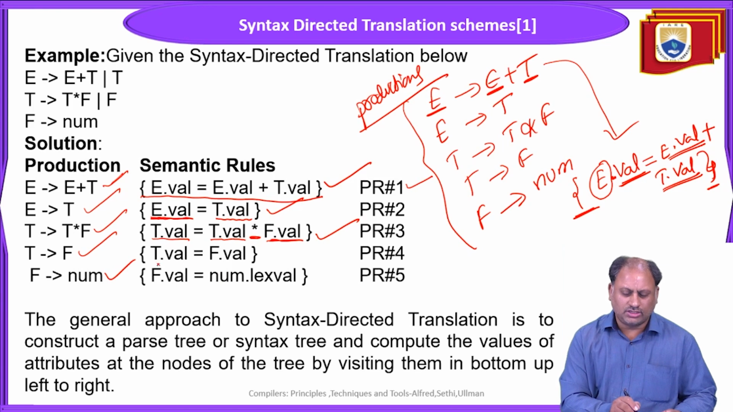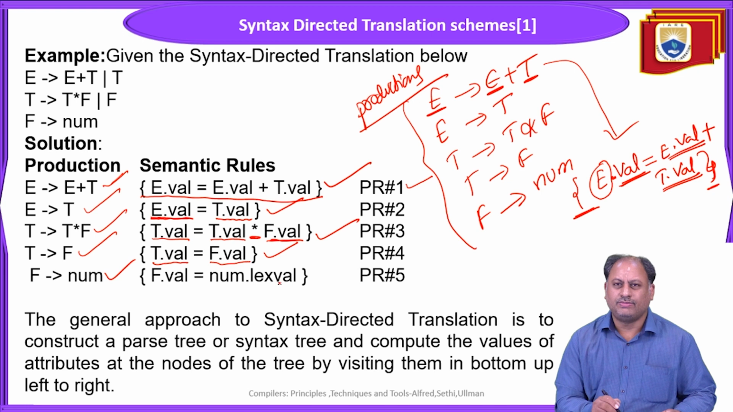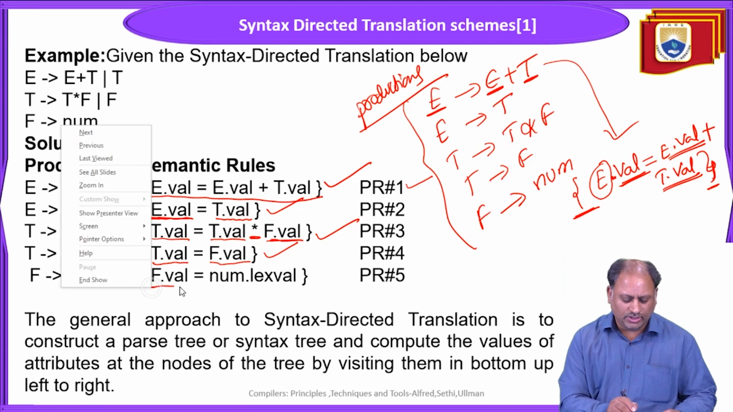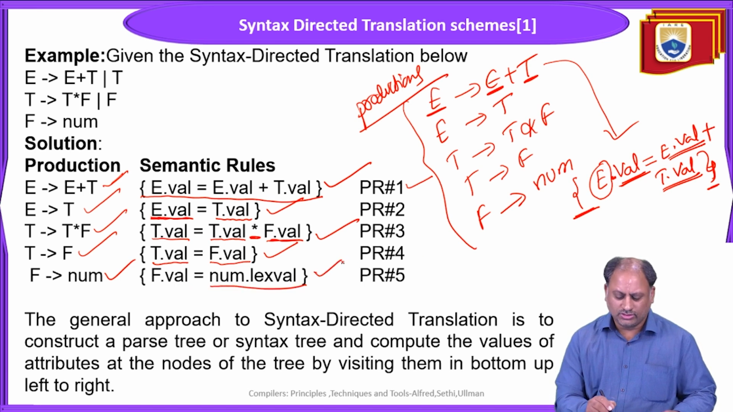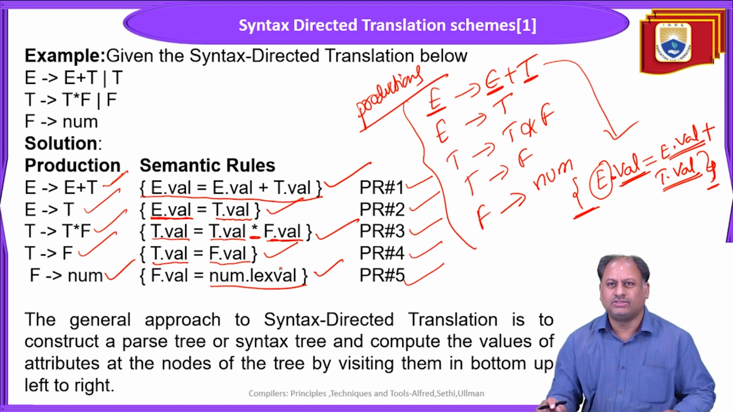And then another derivation, the rule is T derives F, and the attribute association is T dot val equals F dot val, the completion of the semantic rule. And we are going to write the semantic rule for the last derivation, that is F derives num: F dot val equals num dot lex dot val. So like that we write a semantic rule for rule 1, rule 2, rule 3, rule 4 and rule 5 with the corresponding attribute associations. Here val represents the numerical, lexical value.